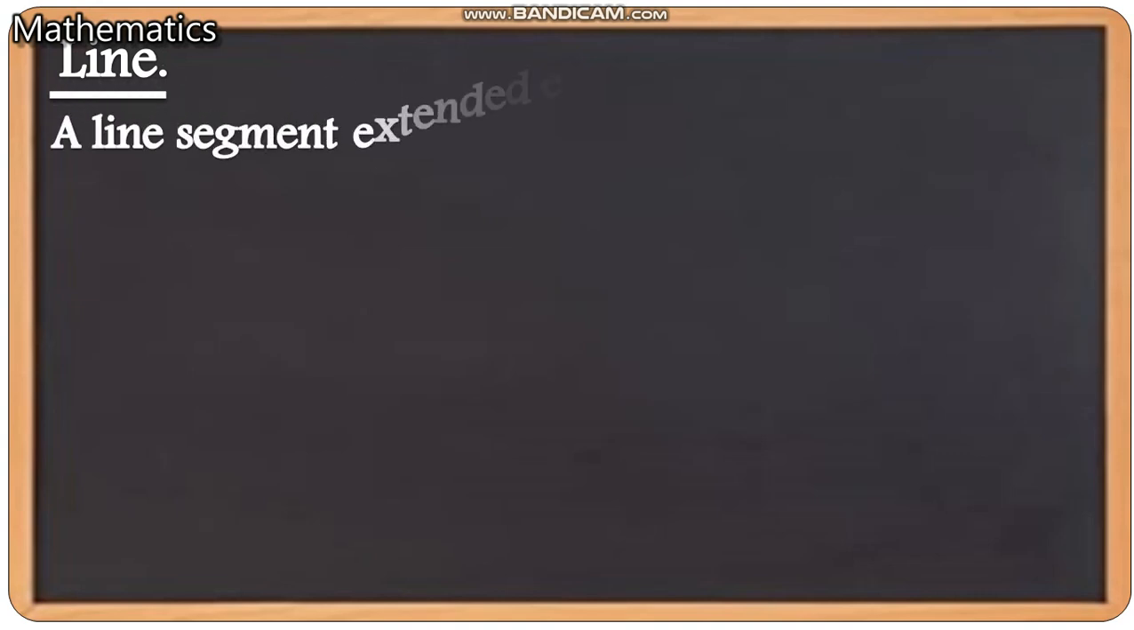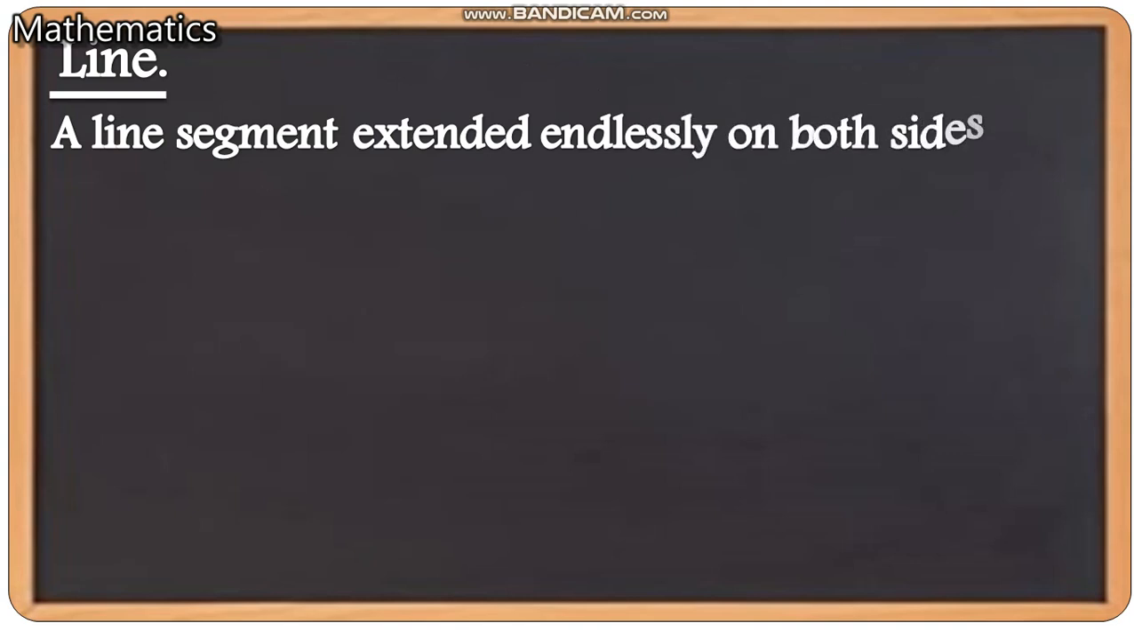The next is line. What is a line? A line segment extended endlessly on both sides. If you know what a line segment is, that we already studied, and you extend that line segment on both sides endlessly, it is called a line. There is no end, no starting point, no ending point.